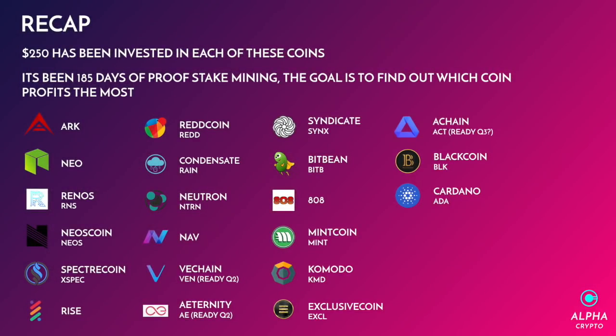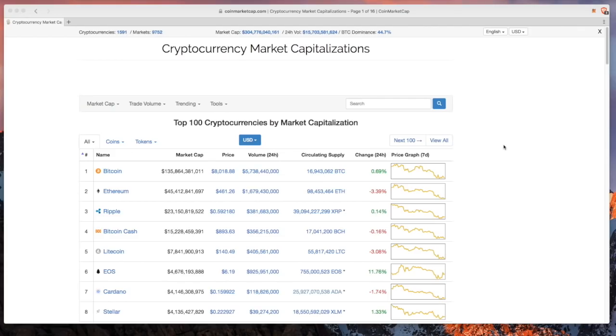Hello, welcome to episode 29 of Proof of Stake Mining Experiment. It's been 185 days. I've placed $250 in each of these coins to find out which one stakes and profits the most. If you want to find out more, please click the link in the description below. So before we check our wallets, let's have a look at the markets at the moment.